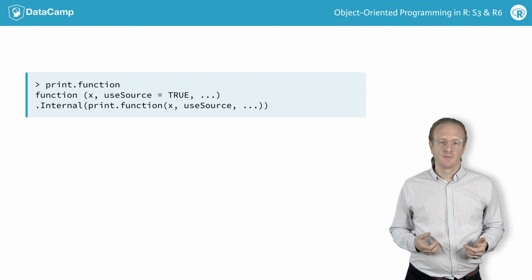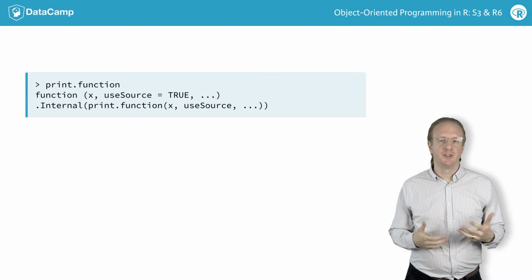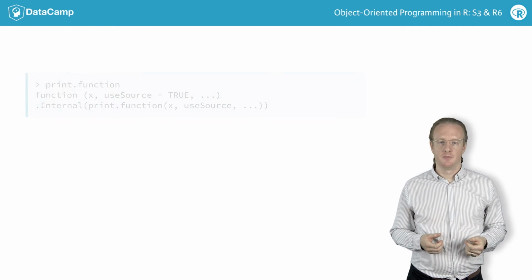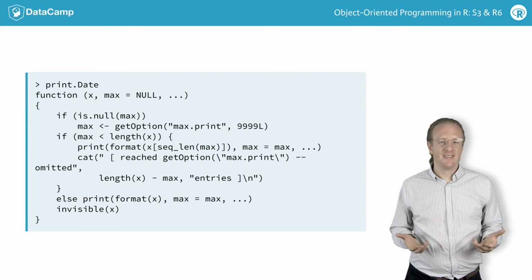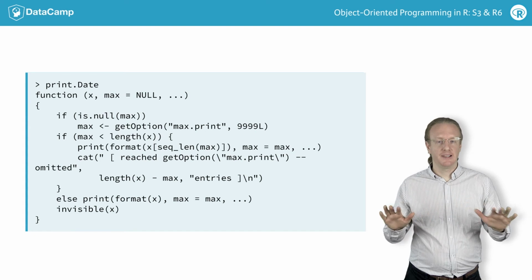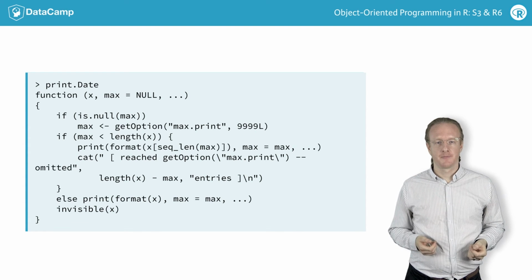For example, here's the code to print.function. You don't need to worry about what it does. And here's the code for print.Date. As you can see, it's completely unrelated.